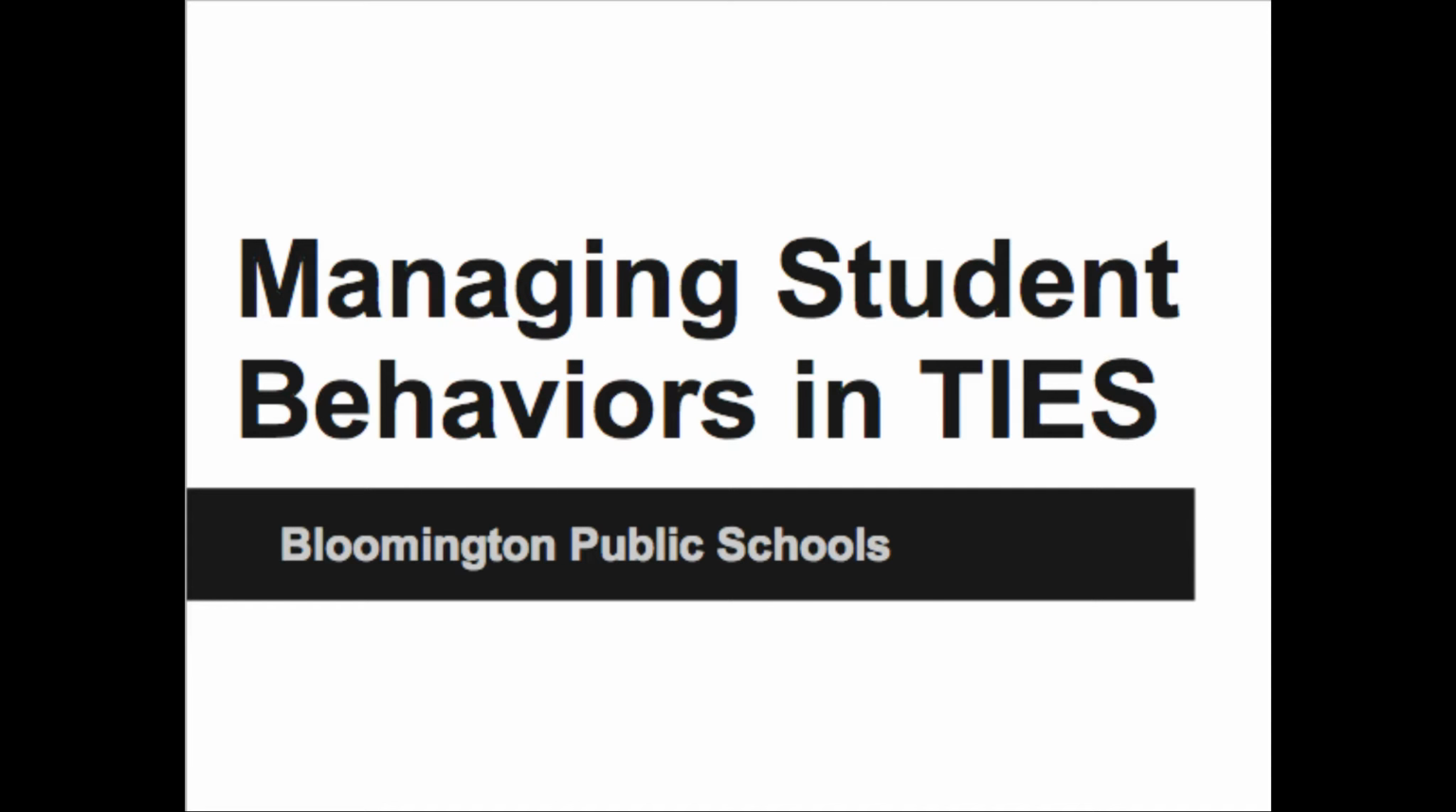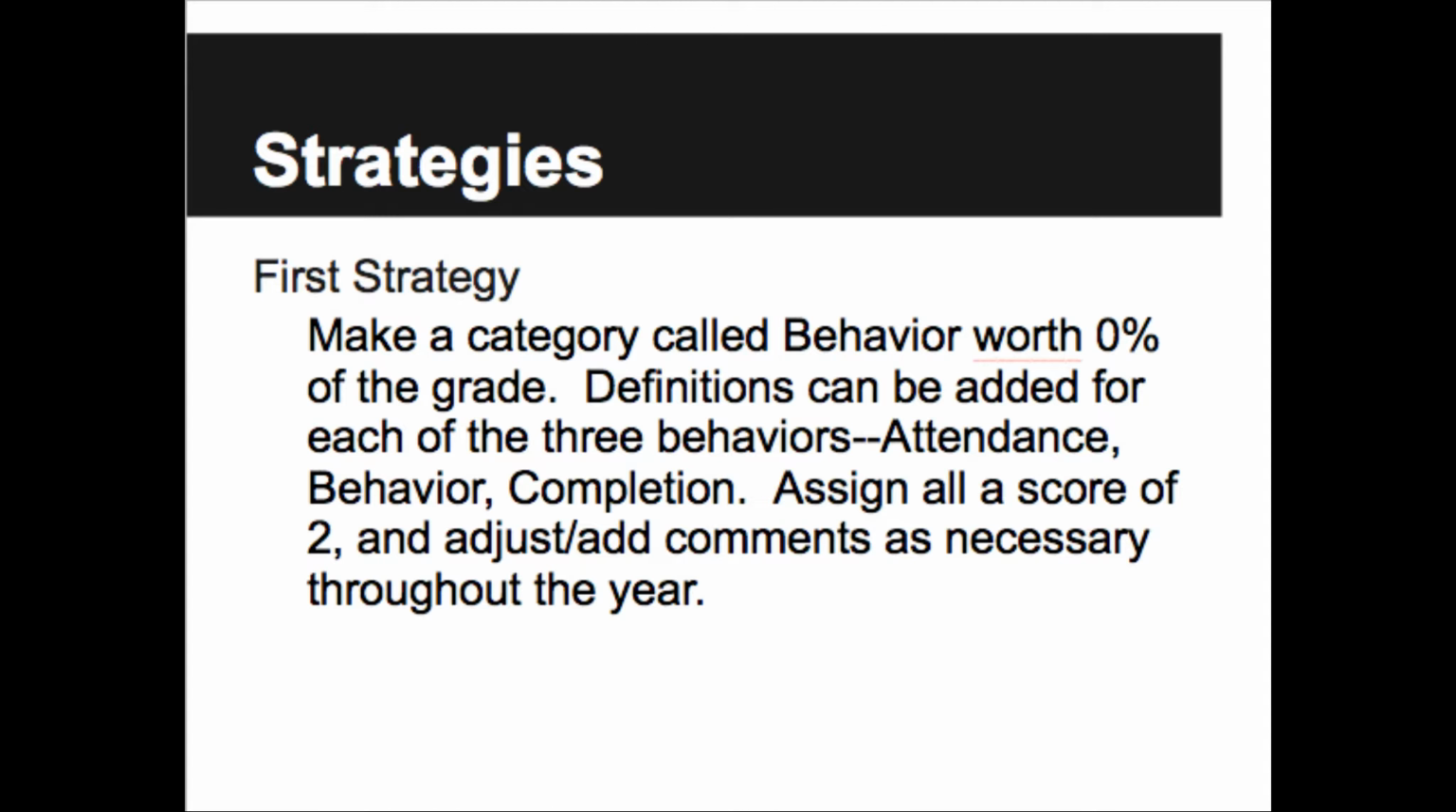The first strategy would be to create a category called behavior worth 0% of the grade. Definitions can be added to each of the three behaviors, and you can report out just like you do on all assignments. Odds are you'll just assign a score of 2 and add adjusted comments as necessary throughout the year to show if students are exceeding and/or not meeting expectations.